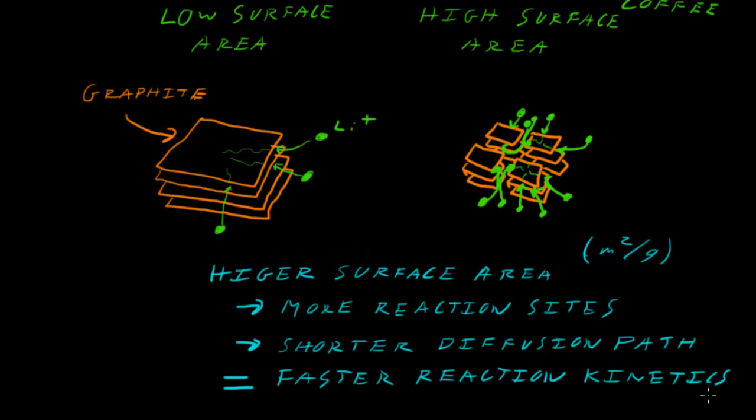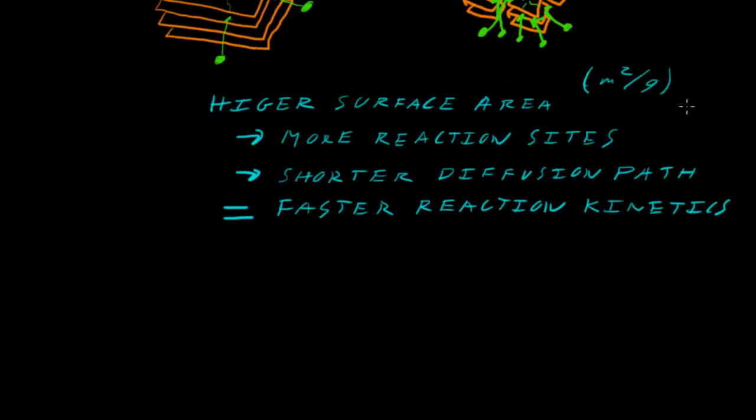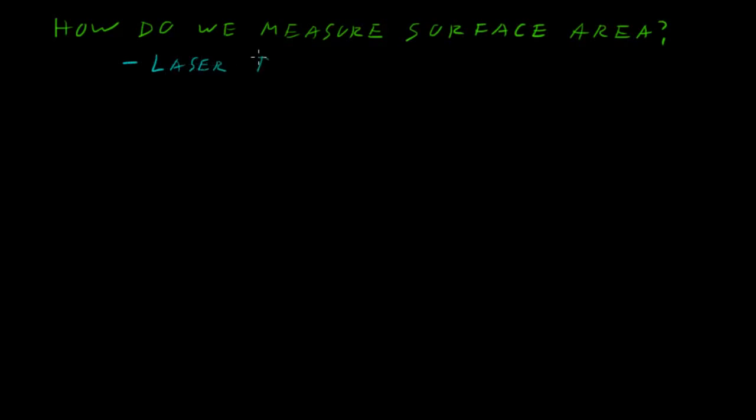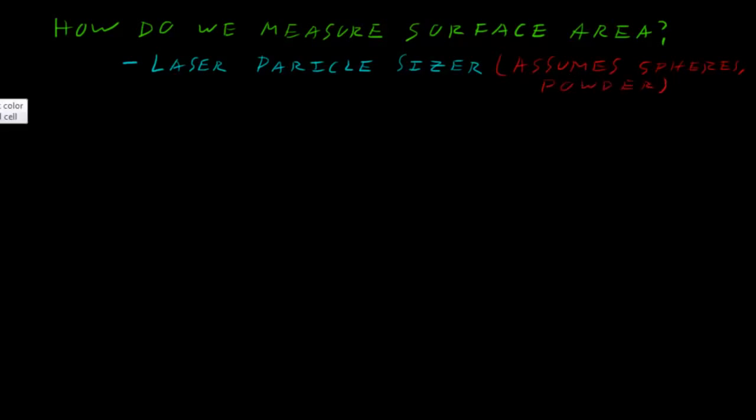Okay, so surface area is great, but how do we measure it? I mean, how would you measure something that has the surface area of a particle? Well, there's some options. There's a laser particle sizer, which basically takes particles, hits them with a laser, and measures the angle at which they are deflected off. The problem, though, is that it assumes that you have spheres, and it requires a powder to test. We don't want to test a powder. We want to test a gel, a bulk monolith.